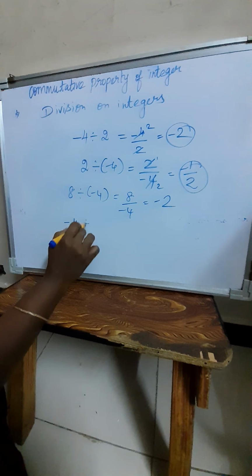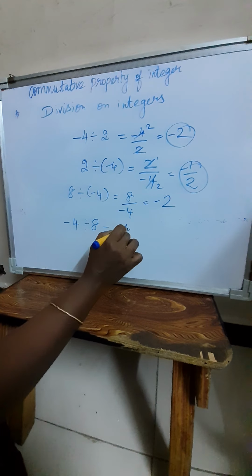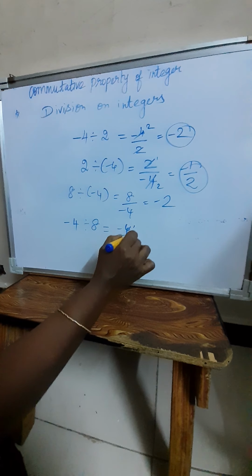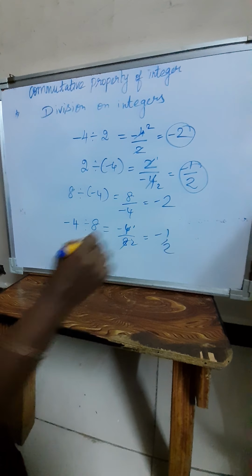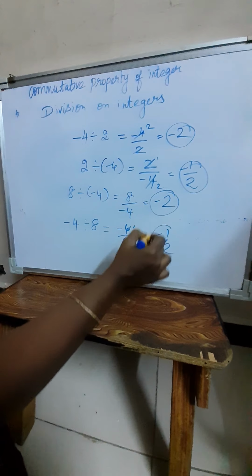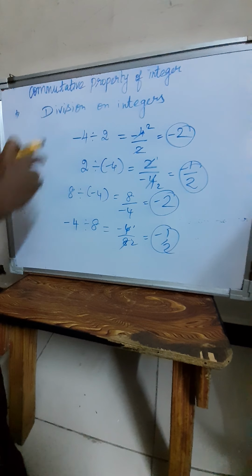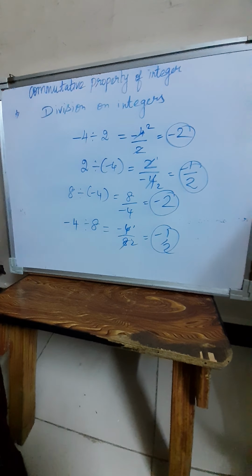Now 4 divided by 8, so minus 4 by 8. 1 4 is 4, 2 4s are 8, minus 1 by 2. So here also the answer is different. So division is not true for the commutative property of integers.